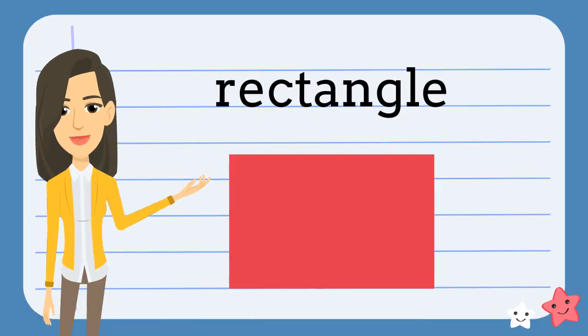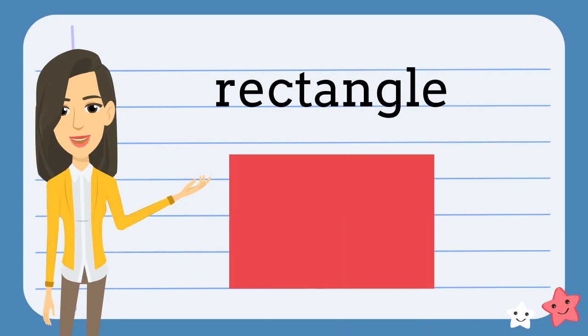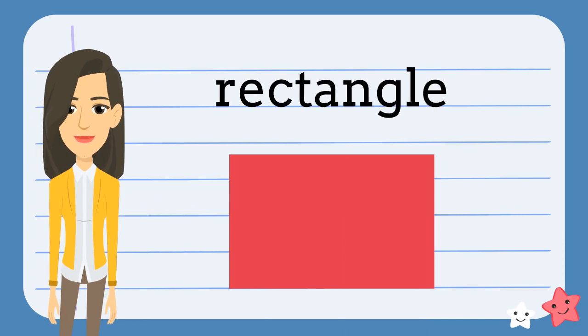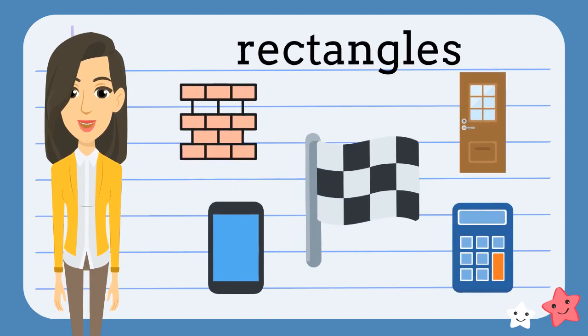A rectangle is a plane closed shape that has four sides and four vertices. Rectangles can also have two long sides and two short sides. There are many objects that are shaped like a rectangle. These bricks, a phone, a flag, a calculator, and a door are all shaped like a rectangle.